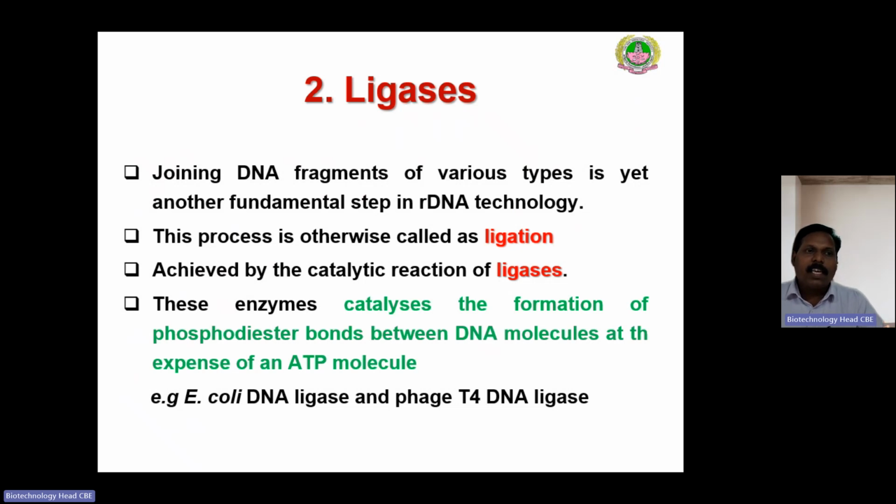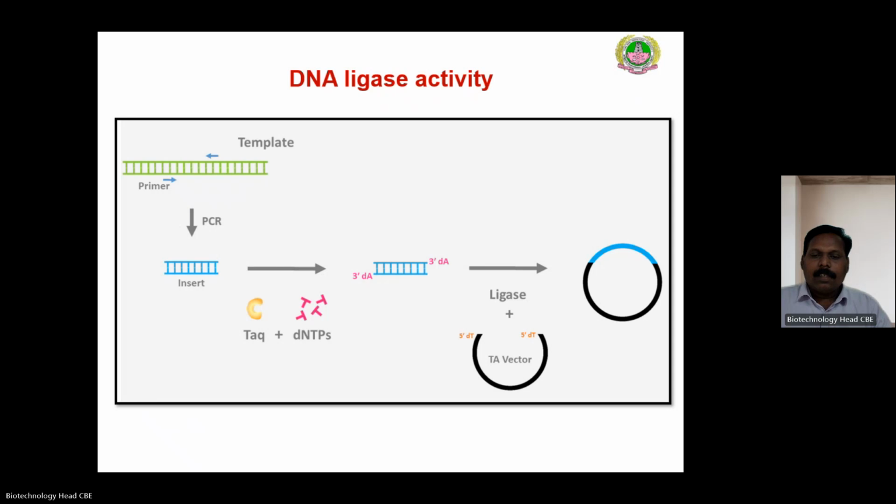Normally, the enzyme ligase acts upon the fragments or template DNA to join them at the expense of an ATP molecule. They are energy-spending reactions that catalyze the phosphodiester bonding between the two fragments. For example, the E. coli DNA ligase and the phage T4 DNA ligase are two major sources which are commercially available for use by genetic engineers. Here you can typically see the ligase activity.